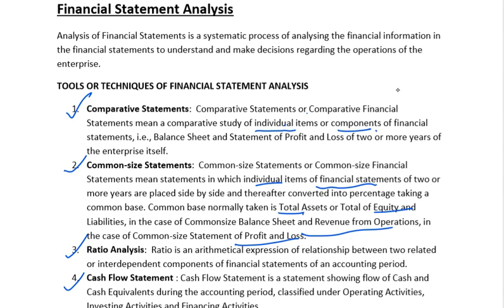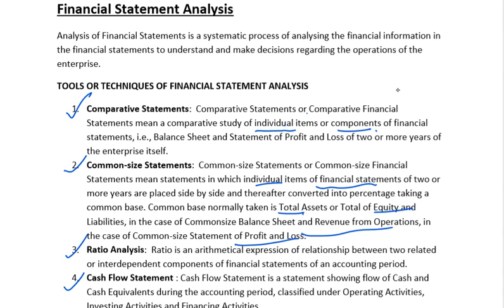Next, ratio analysis means an arithmetical expression of the relationship between two related or interdependent components of the financial statement. We calculate various types of ratios and make the analysis.